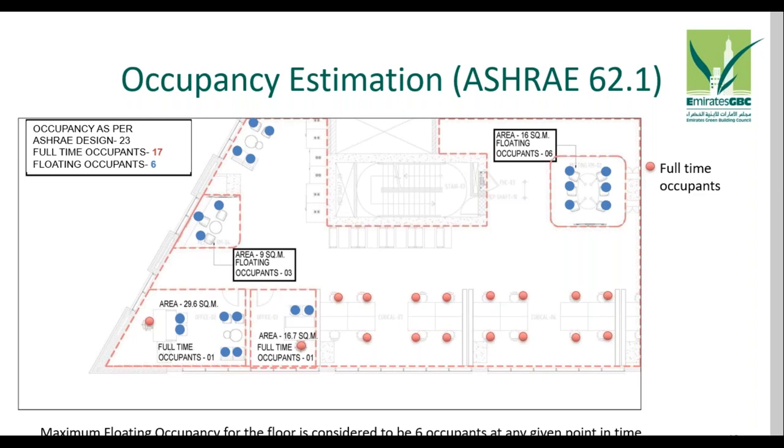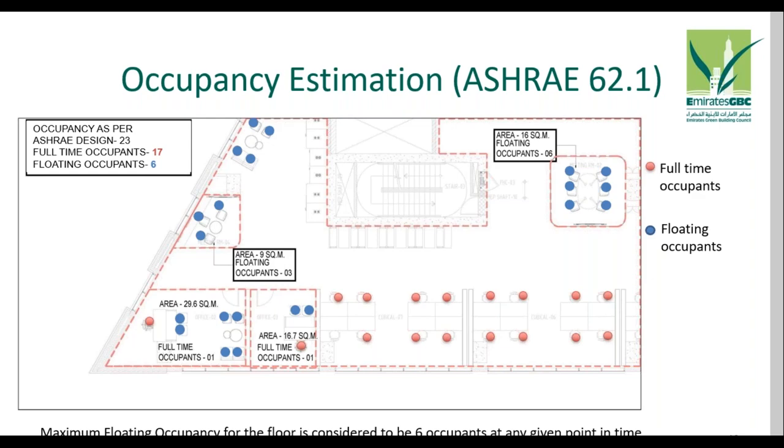It also has areas where we have floating occupancies, like the sitting areas, the meeting rooms, and office areas where there is a small table for visitors or guests. Now these are all floating occupancies. ASHRAE 6.1, to be very precise, says that if you have multiple floating occupancy zones, we can consider the floating zone with maximum occupancy, which can be considered as a meeting room having occupancy of 6. Now these occupancies are for a short period of time, so we need not give a fresher which is going to add a huge load to the entire system.